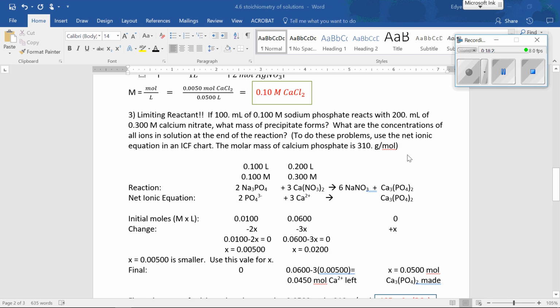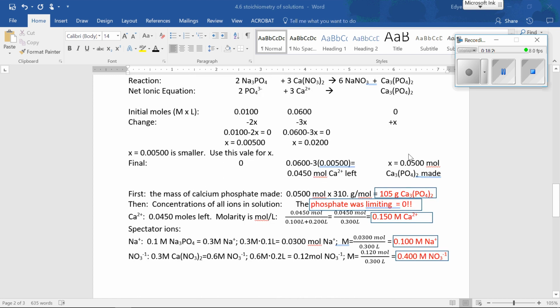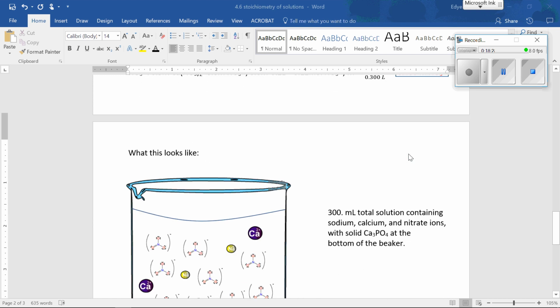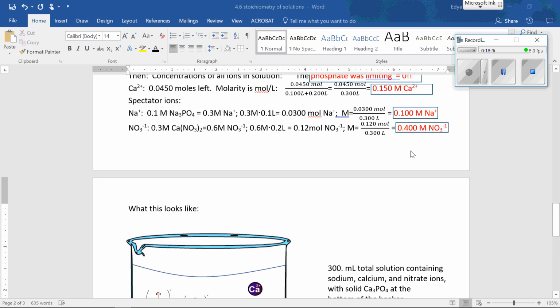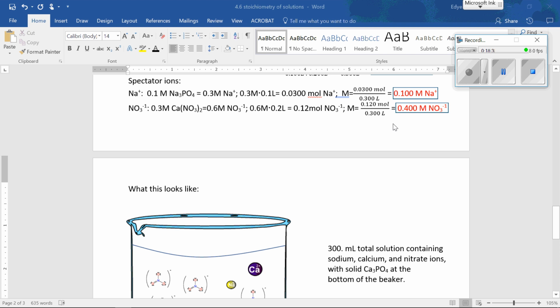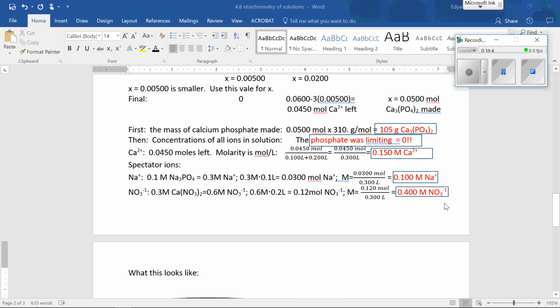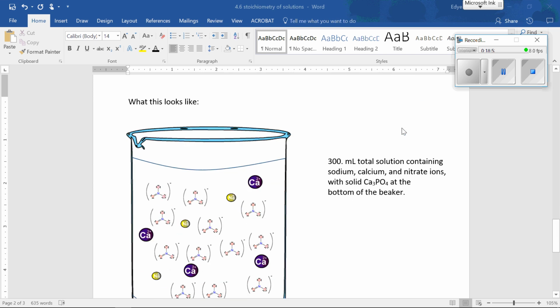Okay, so there was a lot to this last question, the limiting reactant questions, and I just want to show you what this would look like in a beaker. So remember we had our total of 300 milliliters of solution. I had 2 beakers, I added them together to make this 300 total milliliters of solution. I'm going to have 3 different ions in this solution at this ratio of 0.15 to 0.10 to 0.40. And then I'll have this calcium phosphate solid sitting at the bottom.